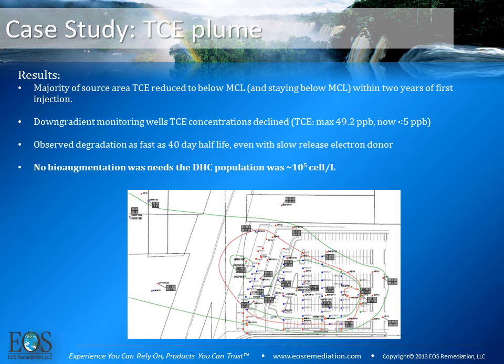The take-home message of this example is this engineer saw TCE reduced below the maximum contamination limit within the first 2 years of introducing the emulsified vegetable oil into the ground. The downgradient monitoring well saw the TCE concentrations decline dramatically as well. And they actually observed pretty quick degradation rates, on the order of about a 40-day half-life. And that's considering the fact that the emulsified vegetable oil is a slow-release electron donor.